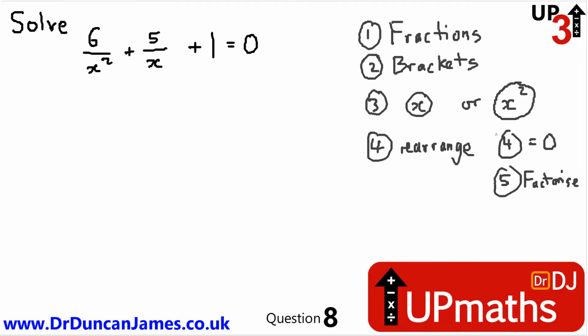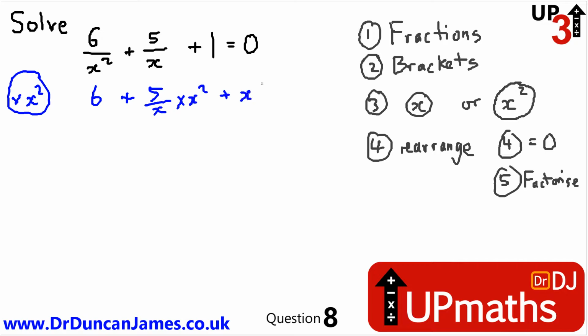First thing, are there any fractions? Well, clearly, let's get rid of the x squared. That will cancel on the first term. We must multiply every single thing we can see that's separated by a plus or a minus. So in this case, we're going to multiply the 5 over x times x squared. I'm going to leave that like that and talk about the cancelling in a moment.